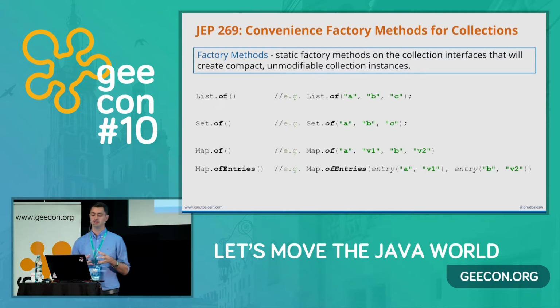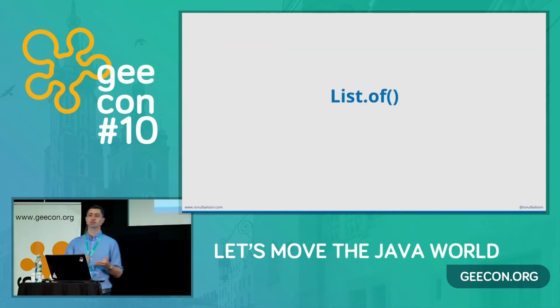So roughly, it's a very compact and nice way to create unmodifiable collection instances. And as we can see here, there is List.of, Set.of, Map.of, Map.entry. So it's very nice and compact. But let's see how it was implemented under the hood, because the presentation is called Demystifying, right?